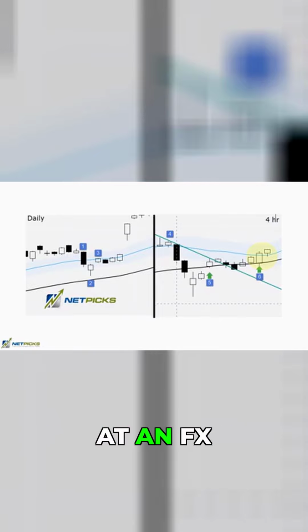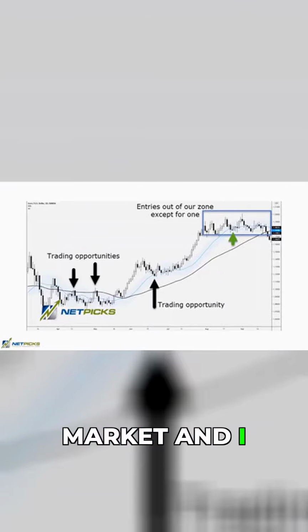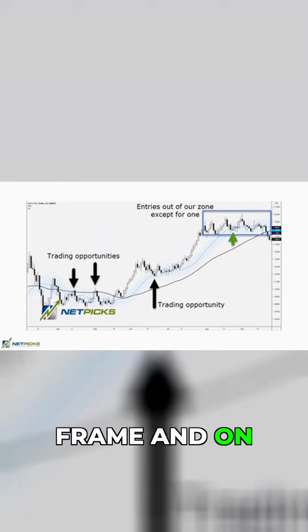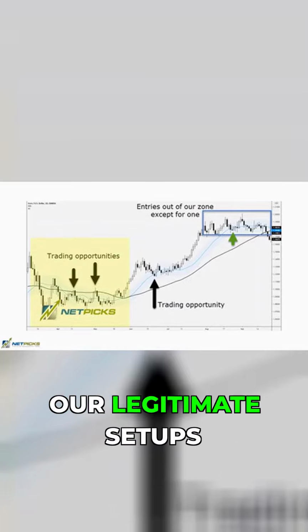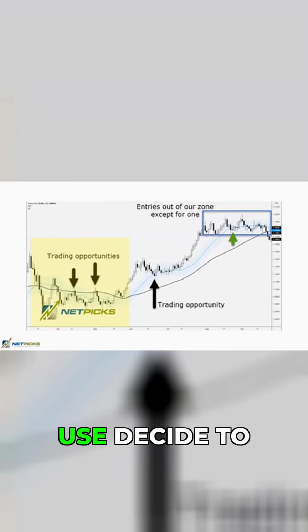Now let's take a look at an FX market. And I know a lot of traders look at that. And this is a daily chart of euro, and it's more of a swing trading time frame. And on the left of the chart, price is pulling into our zone and our legitimate setups. And you may decide to use a daily time frame or use a lower time frame for your entries.